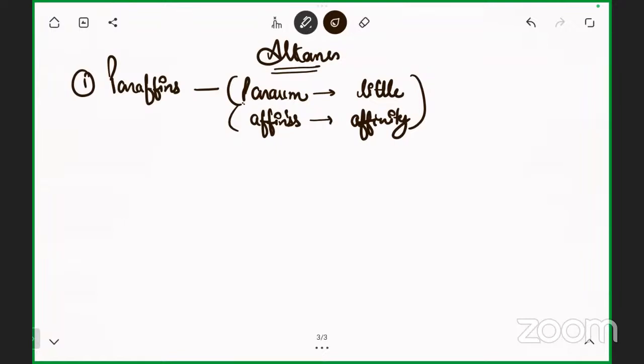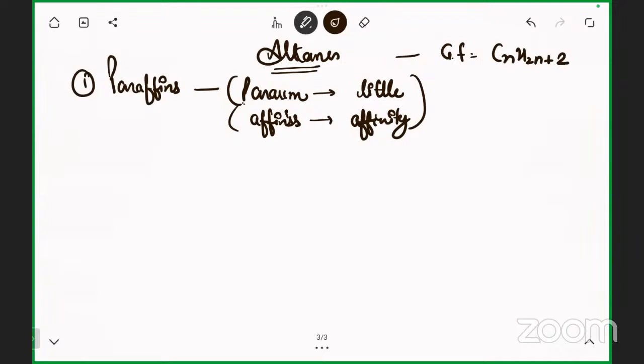Generally, they are inert in nature, and they generally do not react with oxidizing and reducing agents. This is not a big deal. So just remember this much. The general formula, you know, we have already discussed: CnH2n plus 2.